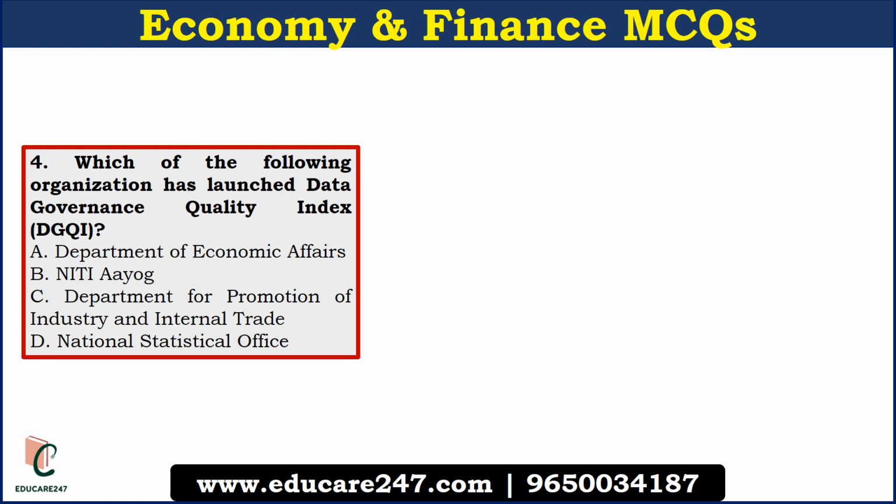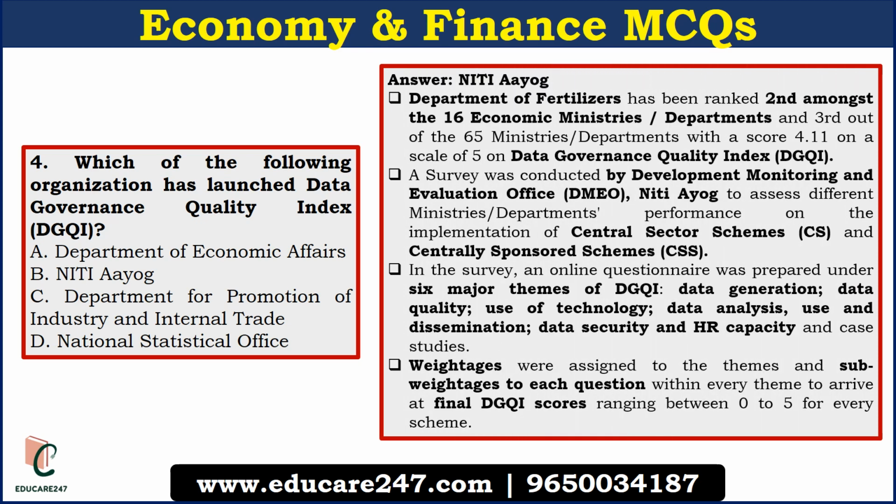The next question is, which of the following organizations has launched the Data Governance Quality Index? The answer is Niti Aayog. Department of Fertilizers has been ranked second amongst 16 economic ministries and third amongst 75 ministries and departments with a score of 4.11 on the Data Governance Quality Index. This is a survey conducted by the Development Monitoring and Evaluation Office of Niti Aayog.